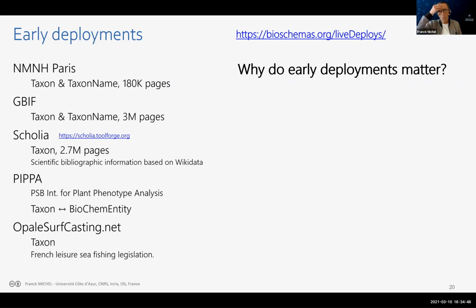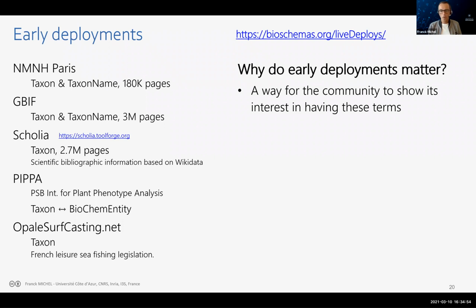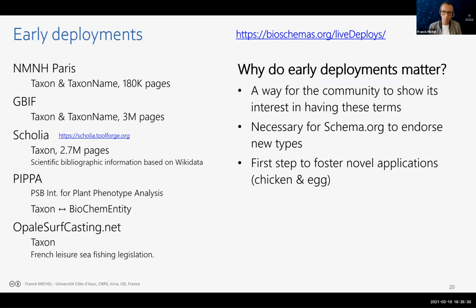Okay, so now, why do we do early deployments? Why does that matter? The thing is that Schema.org does not create new terms each and every day. You need to show good motivation for that. And one way to show the motivation is to have a strong community that shows its interest in using those new terms by deploying websites that mark up their web pages with the new terms that you propose. And that's the only way for Schema.org to accept new terms, because they can see that there is some real potential in terms of gathering data and in terms of fostering novel applications, because that's also the point.